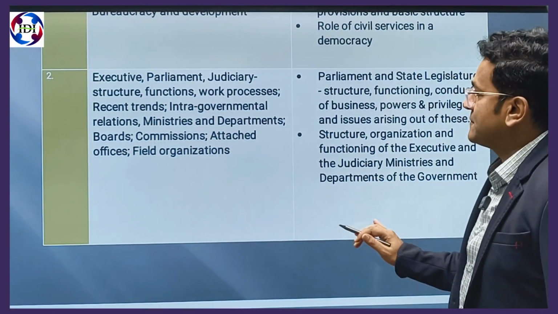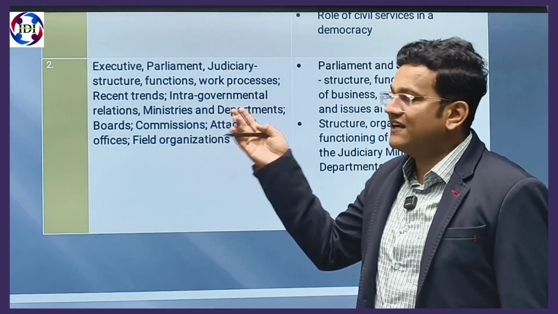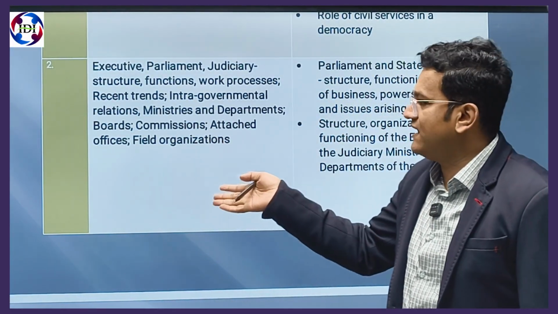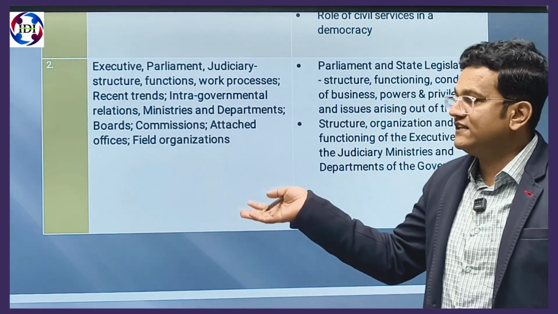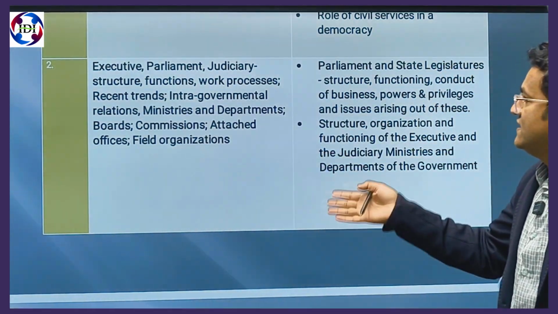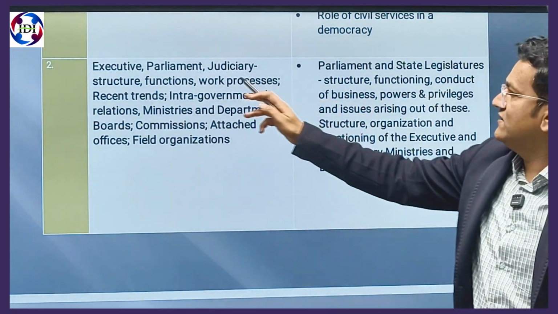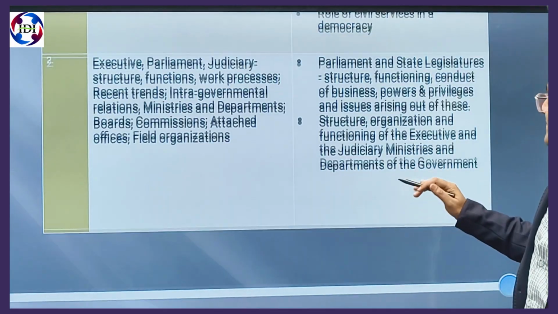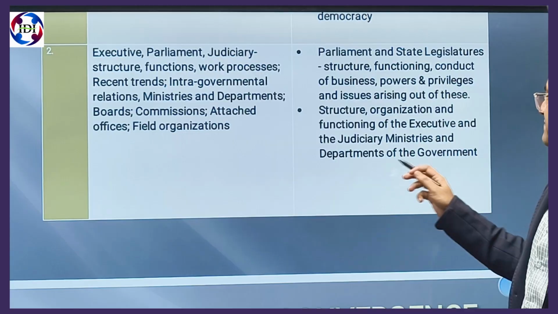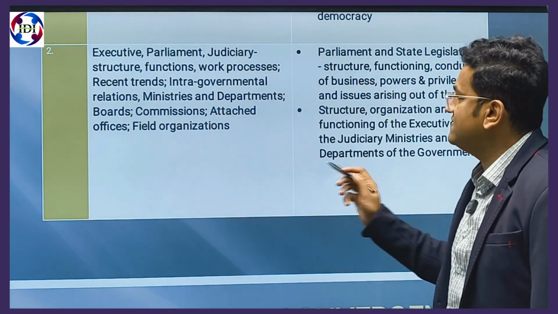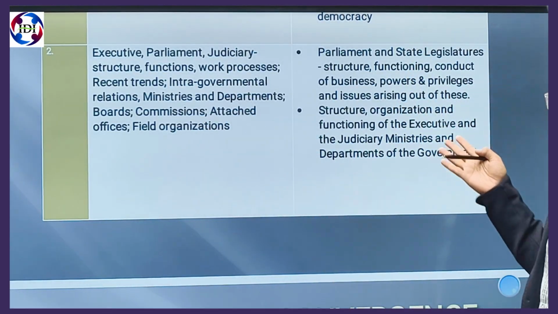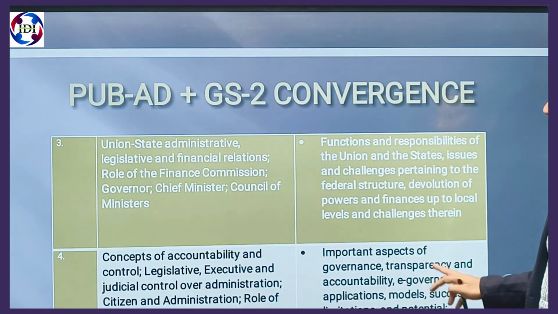Direct correlation. Executive, parliament, judiciary, basically 3 organs of the government and their functioning along with the ministries, departments, boards, commissions, field organizations, etc. This is the organization chapter of public administration paper 1. See here, parliament, then executive. So here see executive, judiciary, then departments of the government, ministries and departments. So direct topics are convergent.